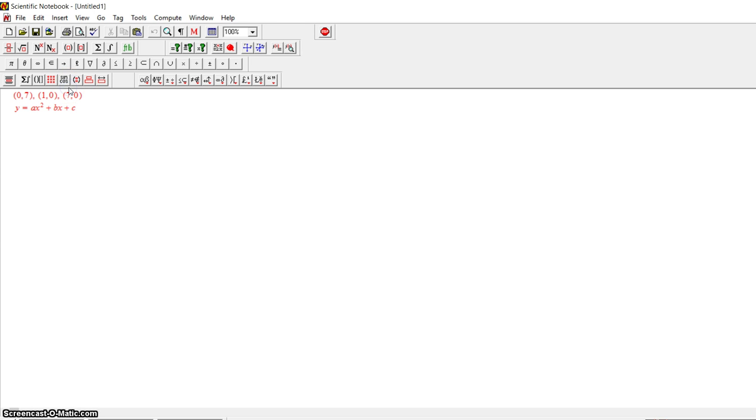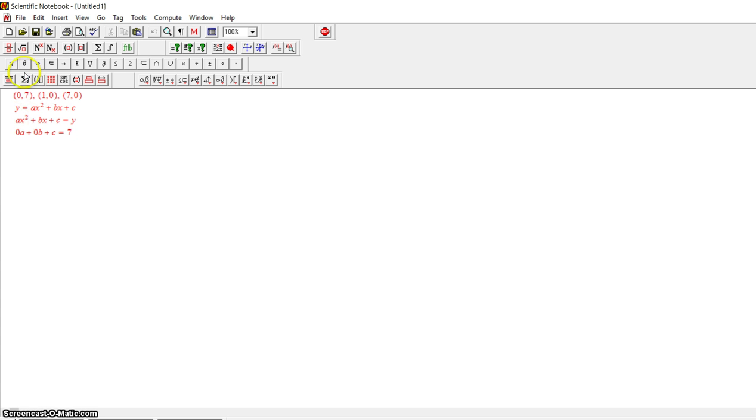I'm going to rewrite this equation a little bit. I'm going to write it as ax squared plus bx plus c equals y. And I'll tell you why I'm doing that in a few minutes here. What I'm going to do is take these 3 points and plug them in. So I'm going to plug 0 in for the x and 7 in for the y. When I plug 0 in for the x, I'm going to write it as 0a plus 0b plus c equals 7. And of course 0a would just be 0, 0b would be 0, but again in a minute here you'll see why I'm doing this.